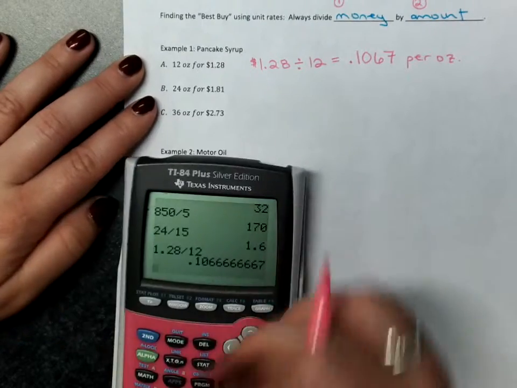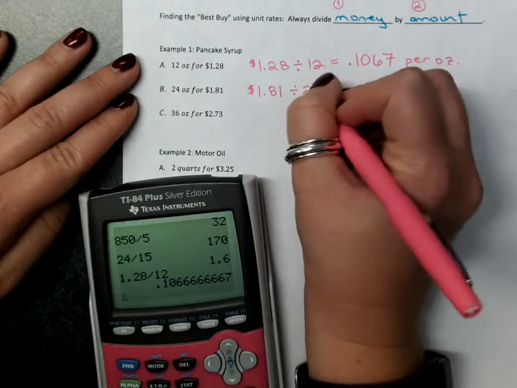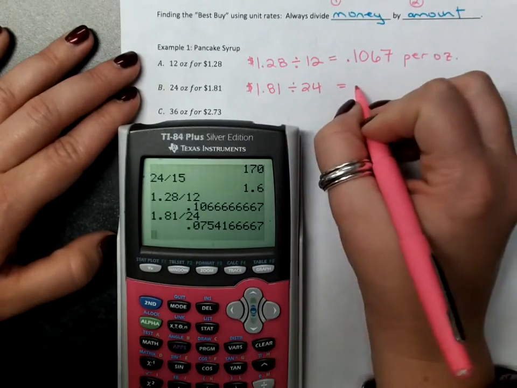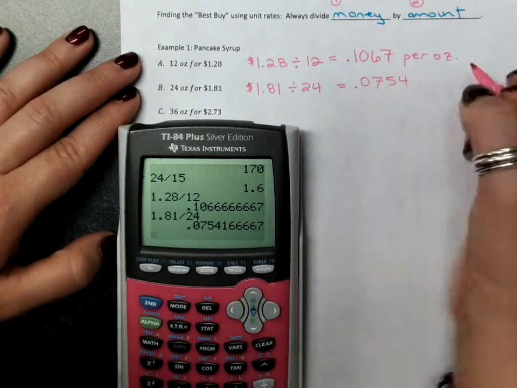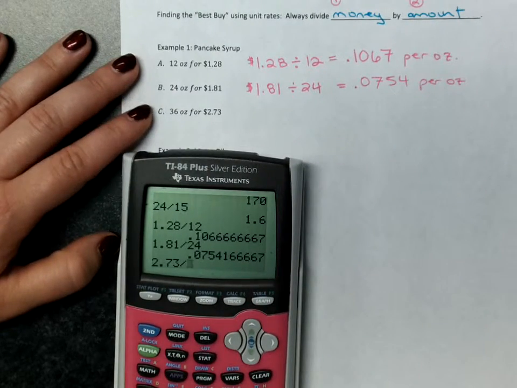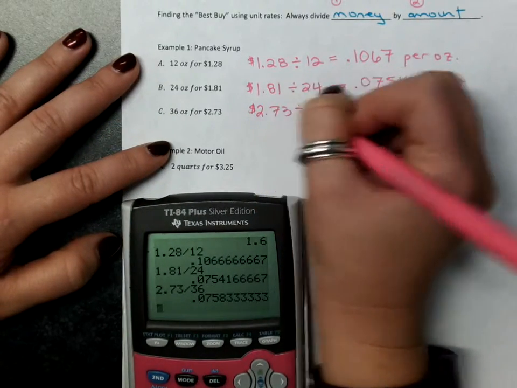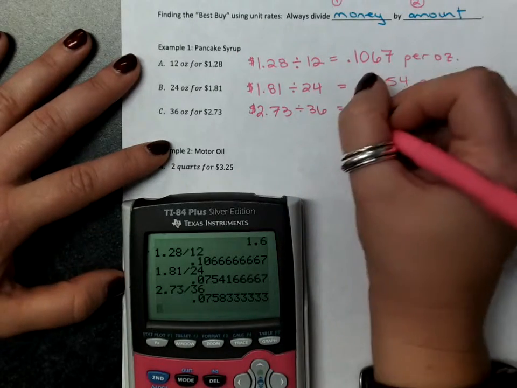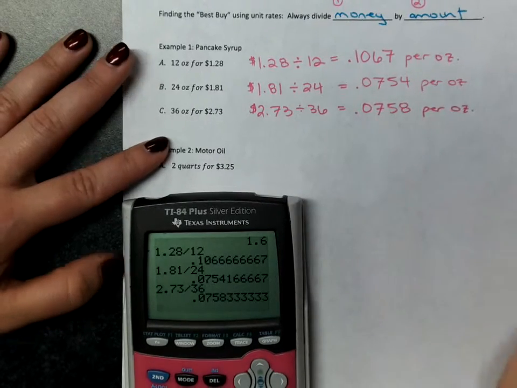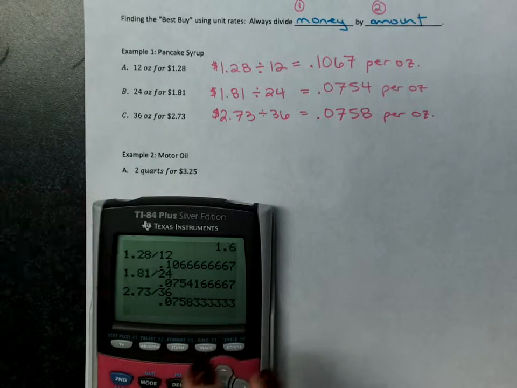24 ounces for $1.81. So we're going to do $1.81 divided by 24. And that's going to be $0.0754 per ounce. And then $2.73 divided by 36. Again, money first divided by amount. And that's going to give us 0.0758 per ounce.